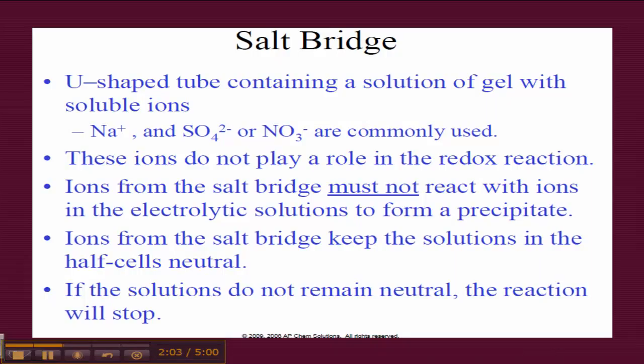Ions from the salt bridge are going to keep solutions in the half cells neutral, and if the solutions do not remain neutral, then your reaction will stop. So the solutions have to remain electrically neutral for the reaction to continue. This is the purpose of your salt bridge. All right, and the battery will die when there's no more solid zinc at the anode, if we're using our above example, or when the reduction half reaction runs out of copper.